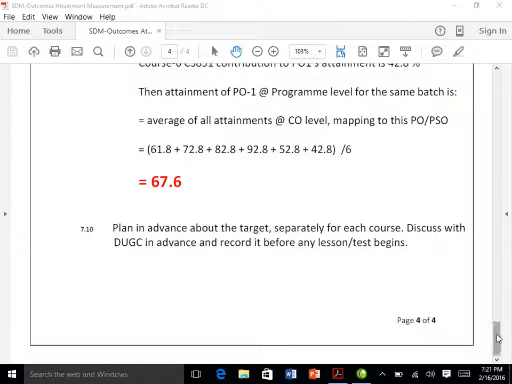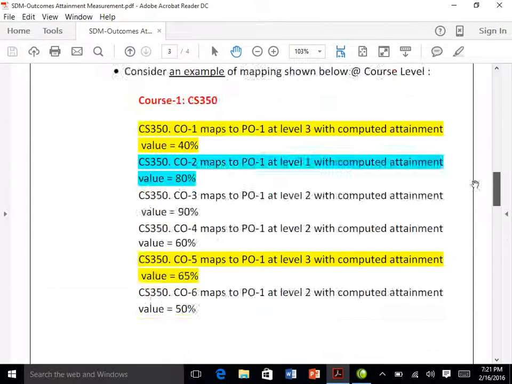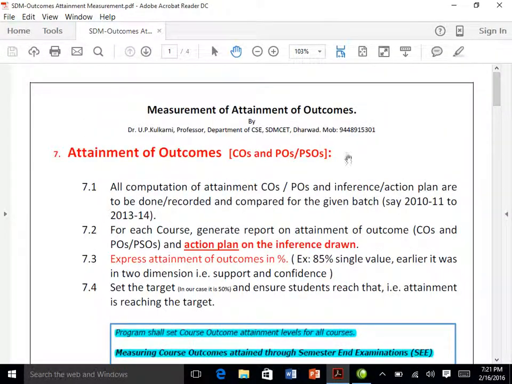With this, we come to the end of this particular session where we have seen how the measurement of attainment of the course outcome and program outcome are carried out. In the next session, we will show you the use of the Excel sheet developed in the Department of Computer Science and Engineering, SDM College of Engineering and Technology, Dharwad, and how to use it for measuring the COs and POs using the same principle, for both theory as well as laboratory.